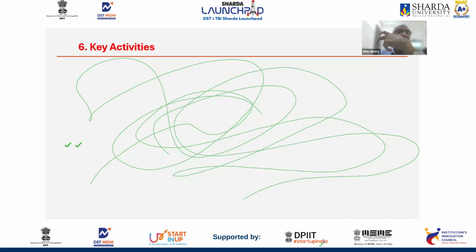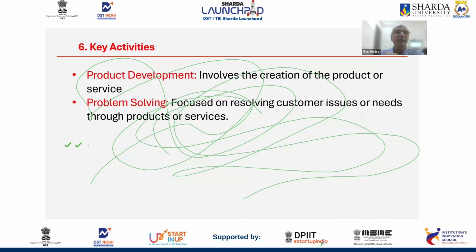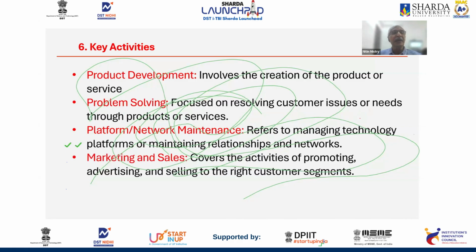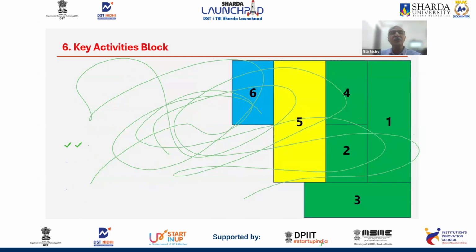So other key activities, if we have to list them out: product development is also one activity. Problem solving, that is resolving the customer's pain point. Platform or network maintenance, that means if you have an online platform, then network maintenance also becomes an activity. Then marketing and sales also become activities. And customer support, again, I said it is very important and it also becomes an activity. So this becomes the sixth block of your business model canvas, right?